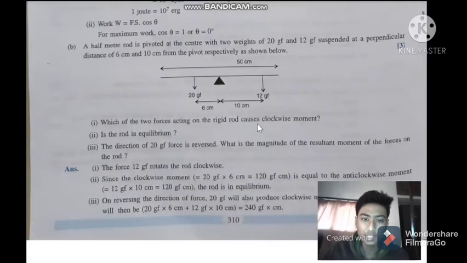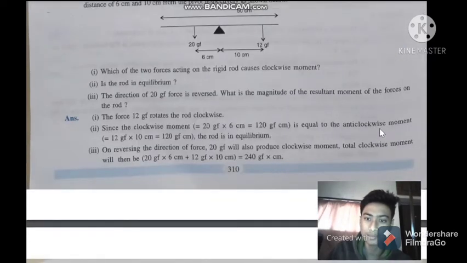Similarly, is the rod in equilibrium? Yes, we need to calculate that one. You can't directly say whether it is in equilibrium or not; that will be wrong. So you would state that the clockwise moment is 20 GF into 6 centimeter, so 120 GF centimeter, and the anticlockwise is equal. In this case, it is equal. So the rod is in equilibrium.